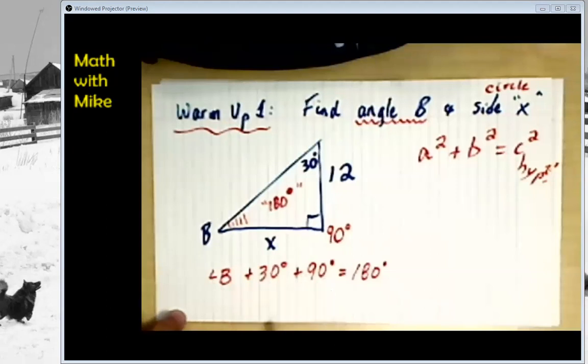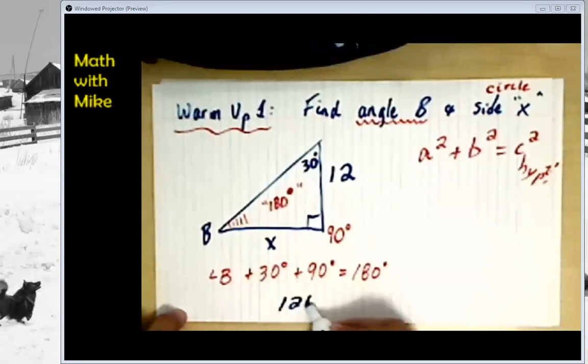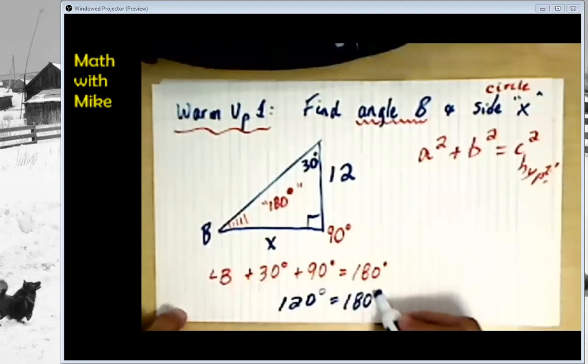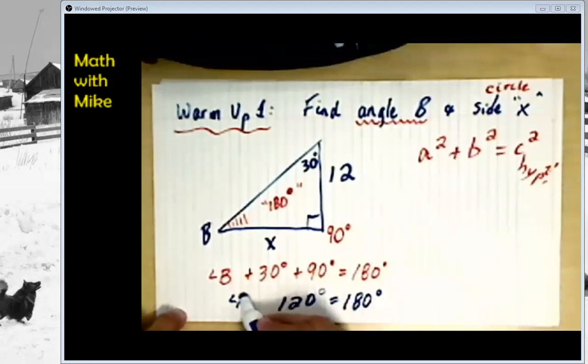Okay. Yeah, Khadil, go ahead. The final answer for B is 60. That's right. Okay. You beat the class. That's good. So I'm just going to show you how we get that. Okay. So simplify first before you go moving things around. 30 plus 90, that's going to be 120. That equals 180. That's angle B.